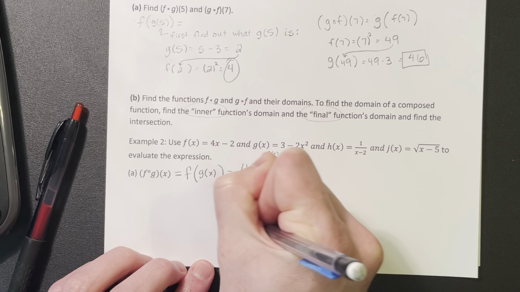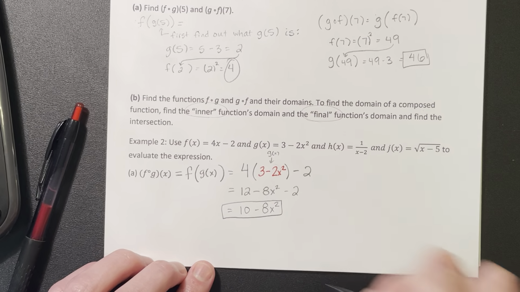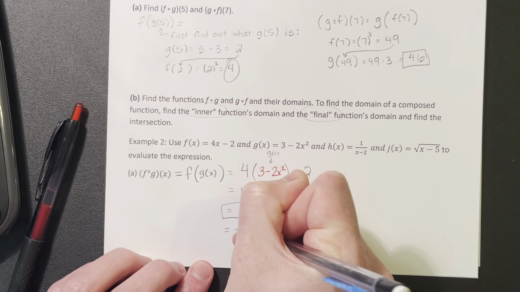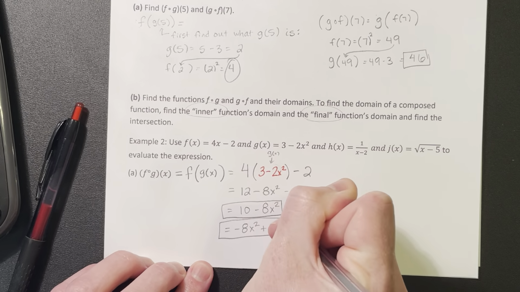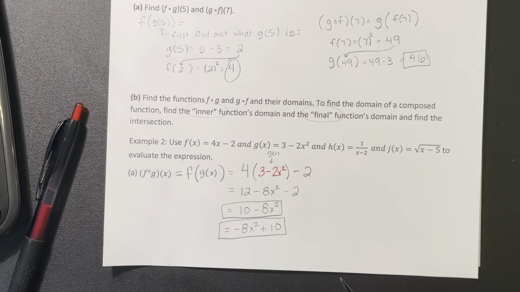So you might see it written that way. You also might see it written as negative 8x squared plus 10. Both are perfectly fine. This second one is in standard form because your x squared comes first.